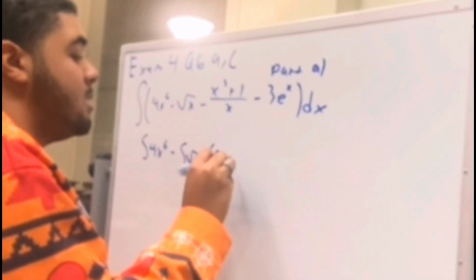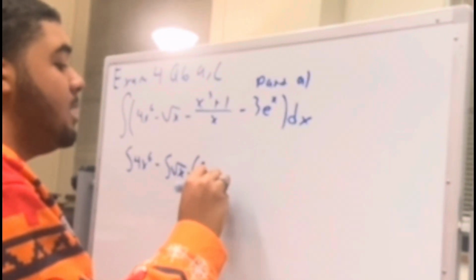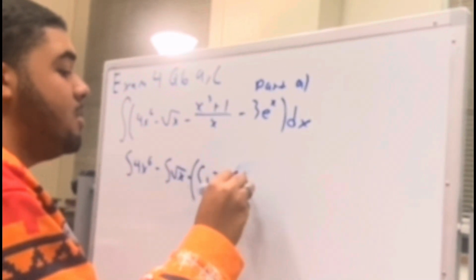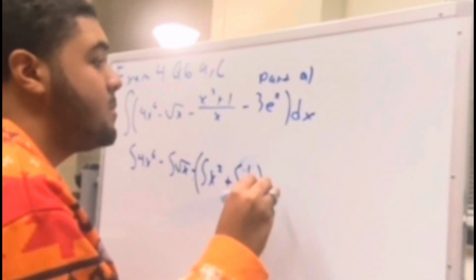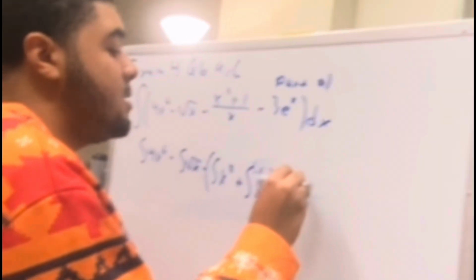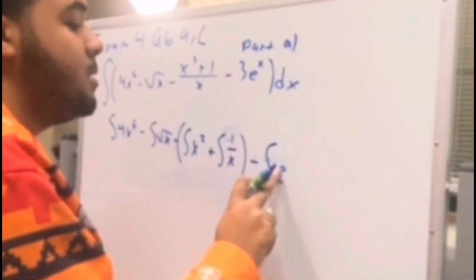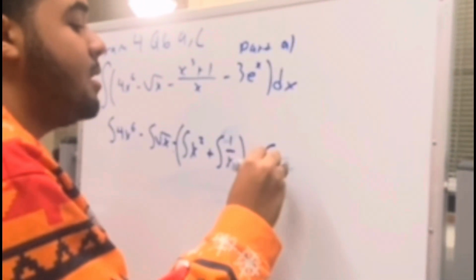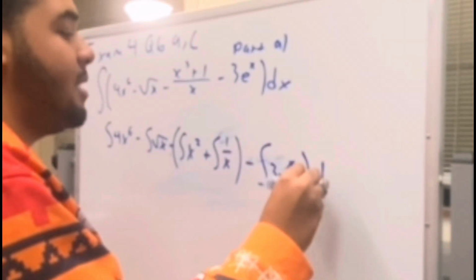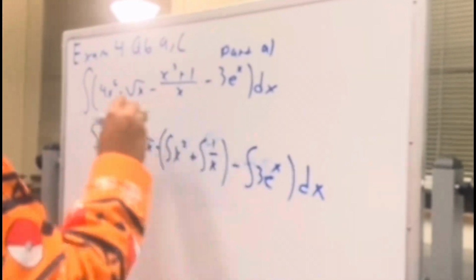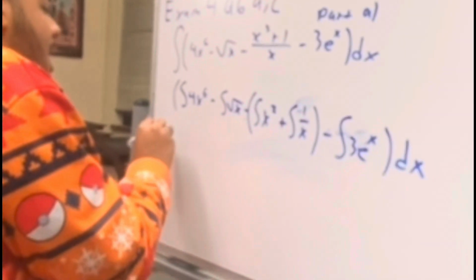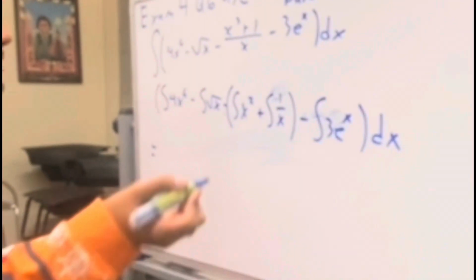X squared plus integral 1 over x, minus, minus integral 3e to the x dx. Almost forgot that. So then I would do that, and then take the antiderivative.